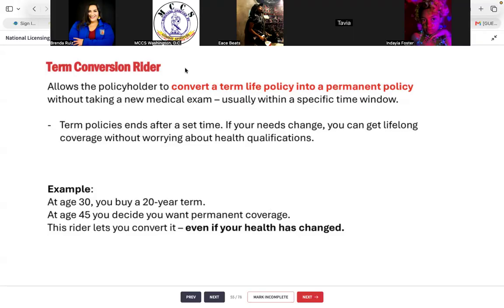This allows the policyholder to convert their term life insurance policy into something permanent. You don't have to provide proof that you're still healthy. It's pretty cool. Now, this usually only goes for a specific period of time, depending on your age.